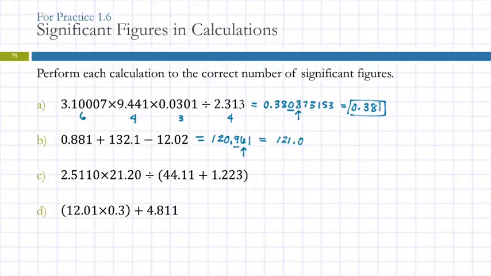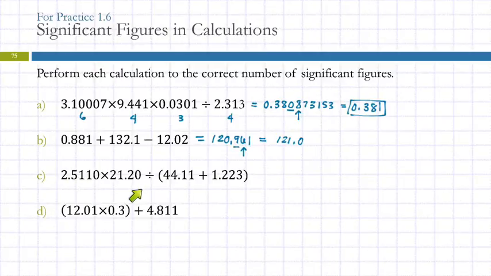The 0 there is a significant figure. Don't leave it off. That'll change the precision of the number. Any questions? Okay, let's do this one.